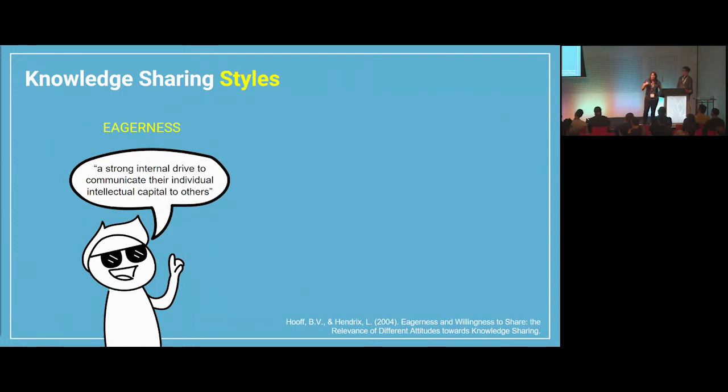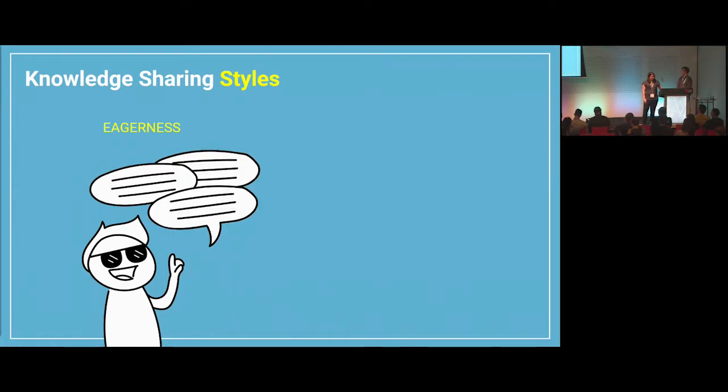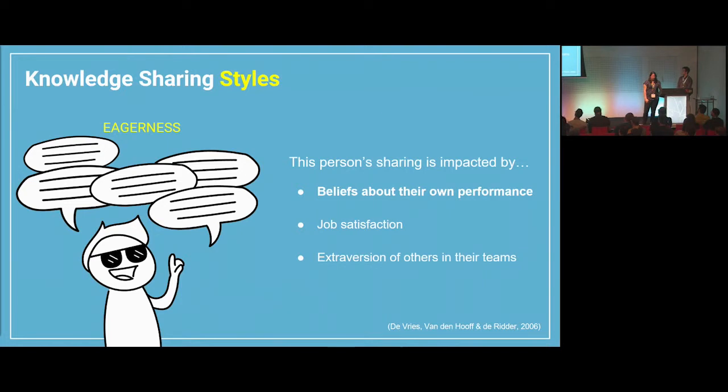So they're not seeing it necessarily as interrupting. It's about sharing the information because they value having information and they value it if other people give them stuff that they can collect. Unfortunately, sometimes this can get a bit much. Lots of sharing. So a person's sharing with eagerness is mostly impacted by their own belief in their performance.